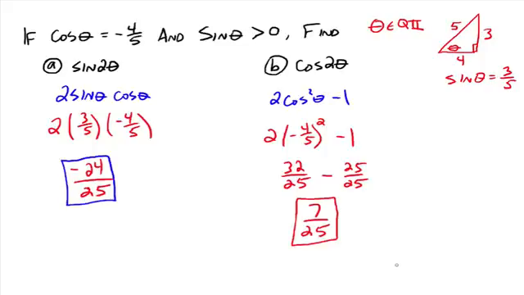Everybody see that? So if the cosine of theta is negative 4/5 and sine of theta is positive, then the sine of 2 theta is negative 24/25, and the cosine of 2 theta is 7/25. So that's kind of the idea. Sometimes you might need to draw a little triangle or use some identity to figure out sine theta or cosine theta, whatever other information you need. And then the rest is just knowing what these identities are, and plugging in the values that you need.